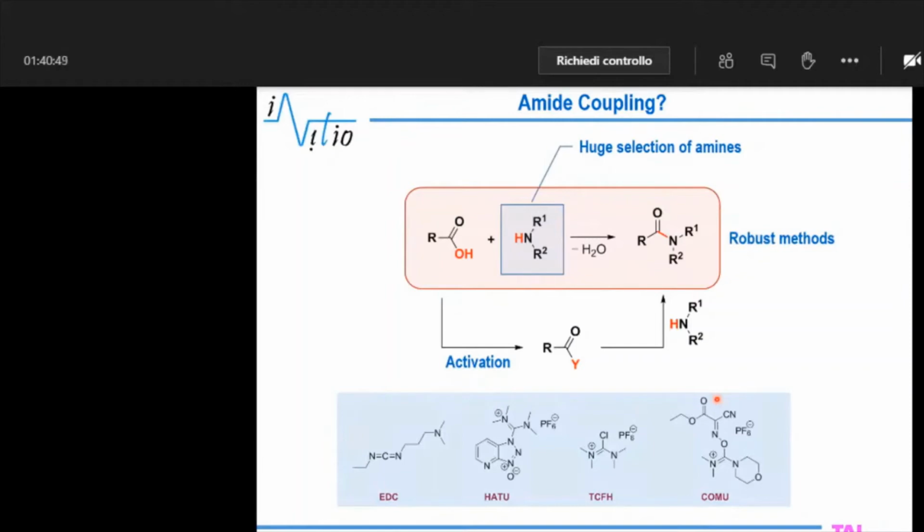And there are numerous amide coupling reagents, numerous types. There are a few dozen, maybe up to 100 already developed. Different types look chemically different, like carbodiimides or uronium derivatives, but they all work the same way. So basically, they activate your carboxylic acid.